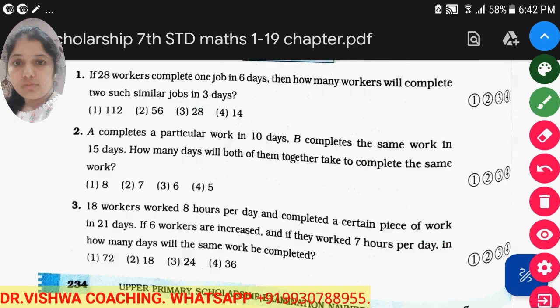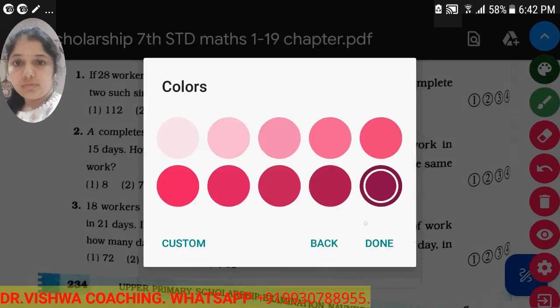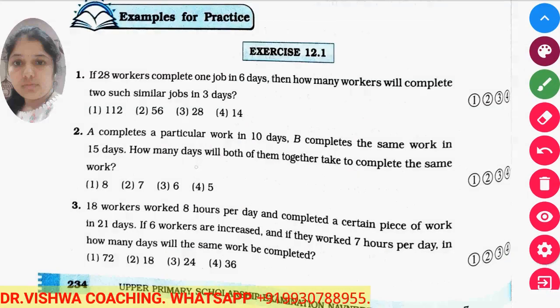Okay, now the next question. A completes a particular work in 10 days, B completes the same work in 15 days. How many days will both together take to complete the work? How can you solve this? Now see, first you have to calculate the work done by A in 1 day.